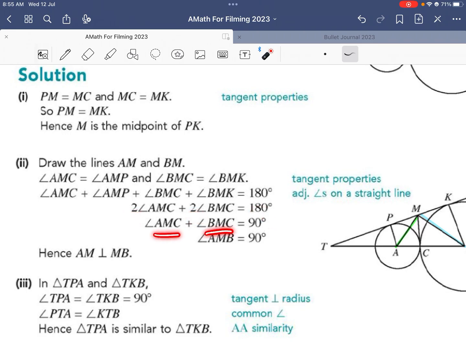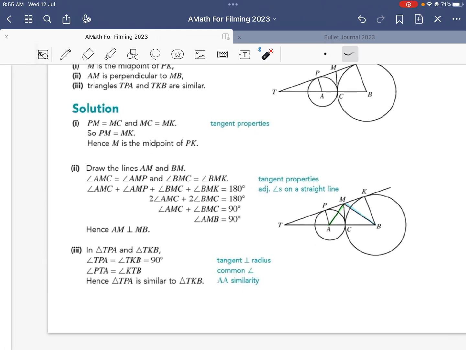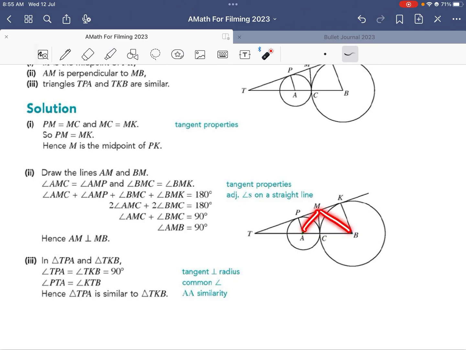I have AMC plus BMC equals to 90. So if you look, AMC plus BMC is equals to 90 degrees. Over here, this angle here is 90 degrees. Hence, AMB is equals to 90 degrees, which proves that it is perpendicular. AM is actually perpendicular to MB itself.